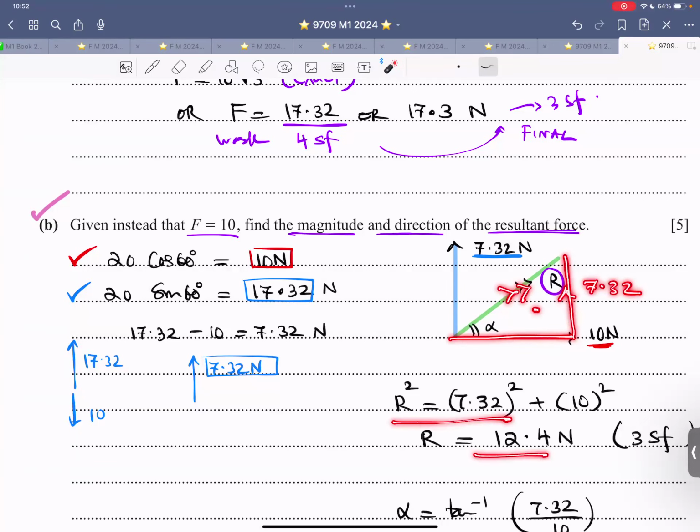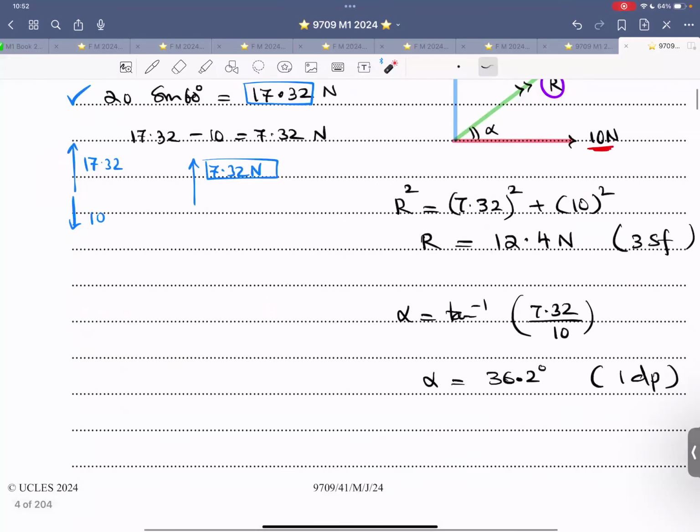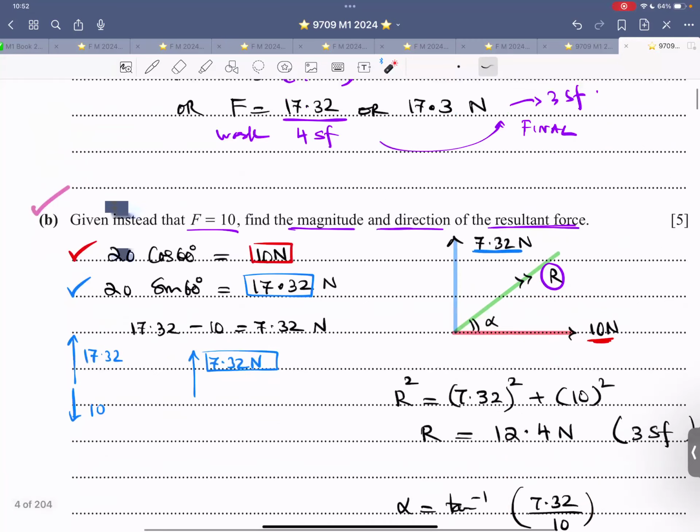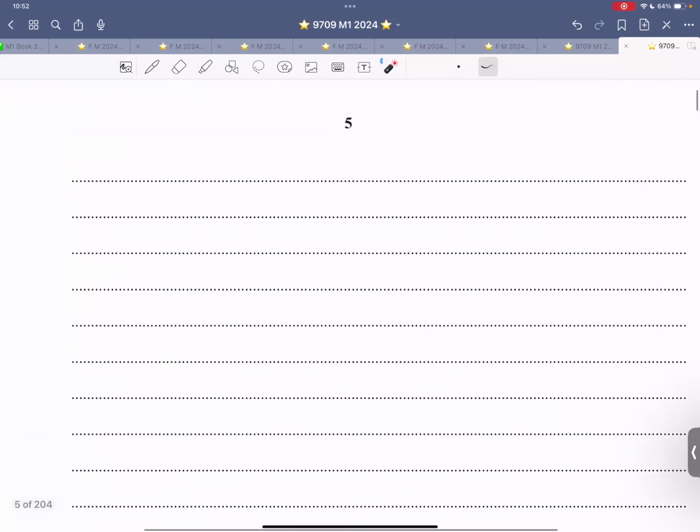Apply Pythagoras theorem, you find the value of R. And then alpha is tan inverse of vertical divided by horizontal. Vertical over horizontal, that is 36.2 degrees. Take care of the accuracy. Final answer, 1 dp. 2 questions are done.